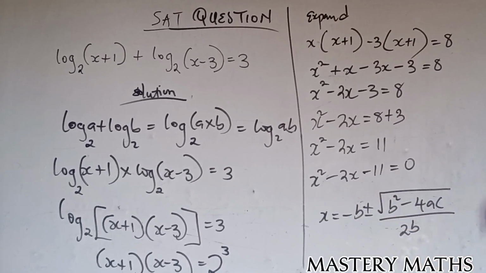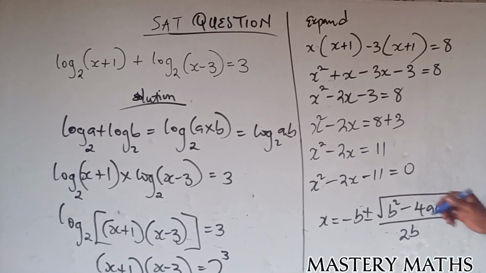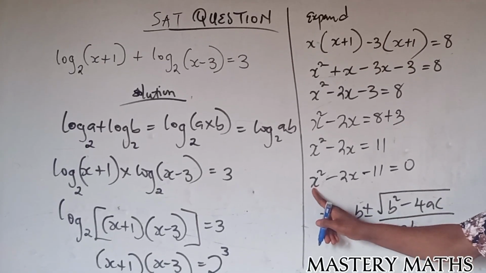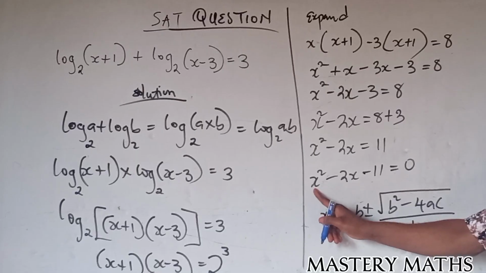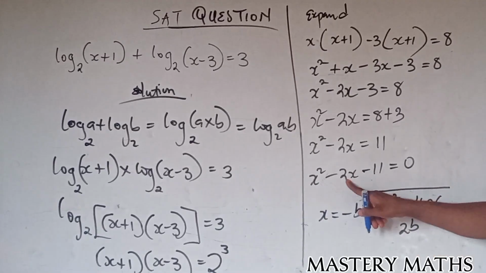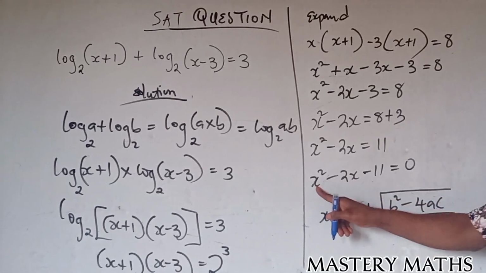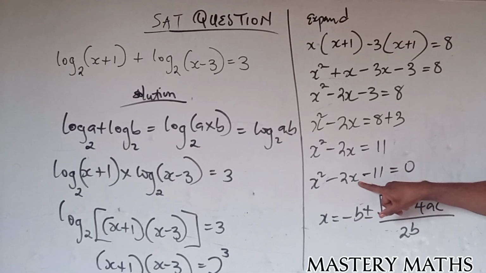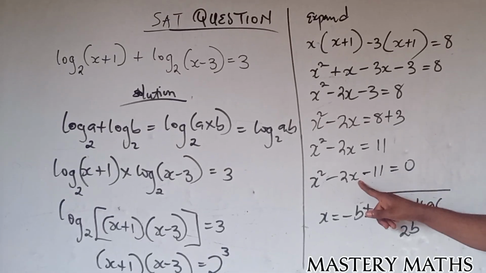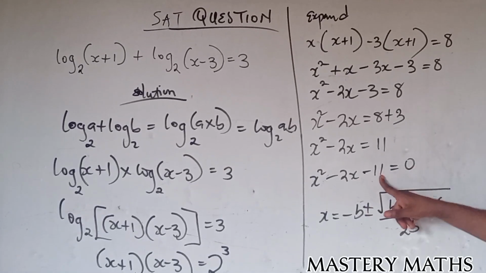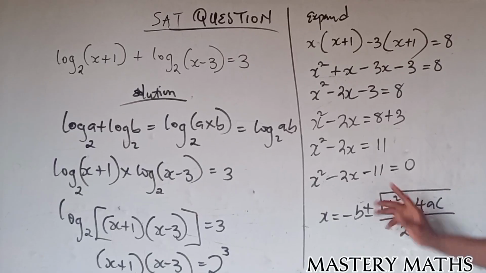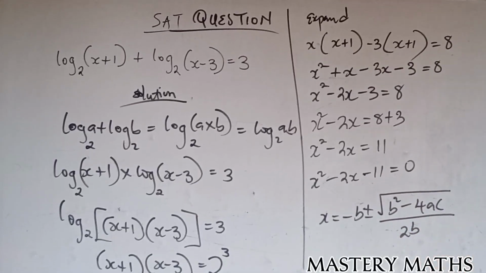Now, before we use it, if you watch, this x squared has a coefficient, which is your a, equal to 1. The coefficient of x here is minus 2, which is your b, while this is your c, which is minus 11. So we have to substitute now. This is how we do it.